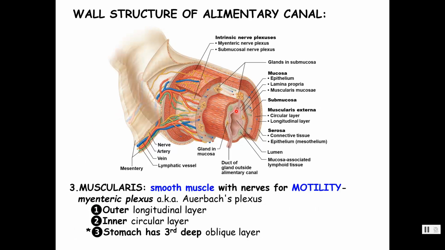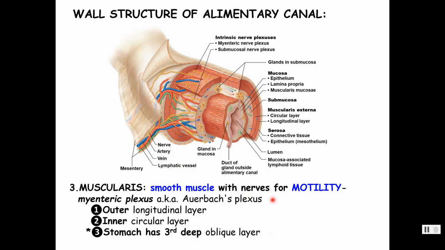Okay, so mucosa, submucosa. Now we have the muscularis layer. And so this is going to be smooth muscle. It is involuntary. We have an outer longitudinal layer, and we have an inner circular layer. So this is the layer that's responsible for peristalsis, moving food through the food tube. There is one region of the tube, the stomach, that is going to have an extra layer, so it makes it special. And so there's going to be a deep oblique, which means diagonal, layer in the stomach.